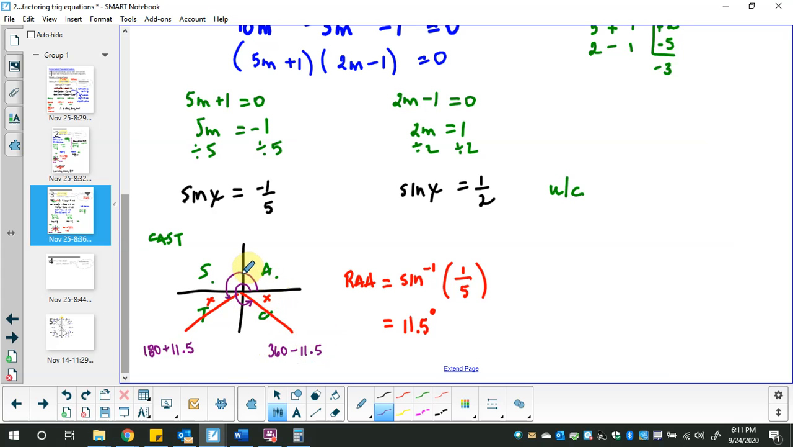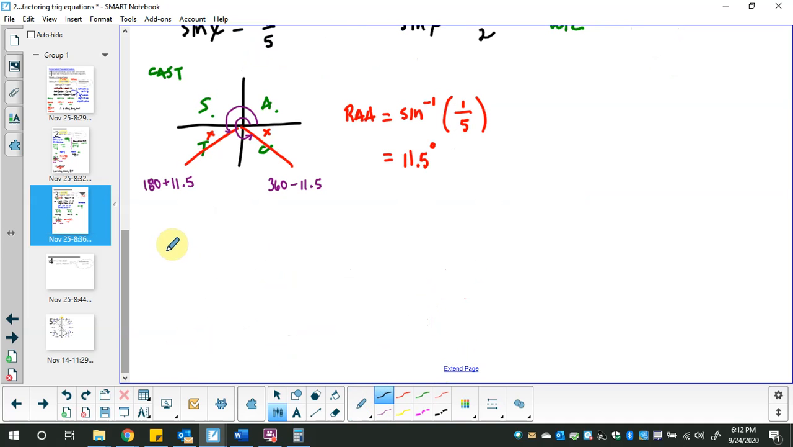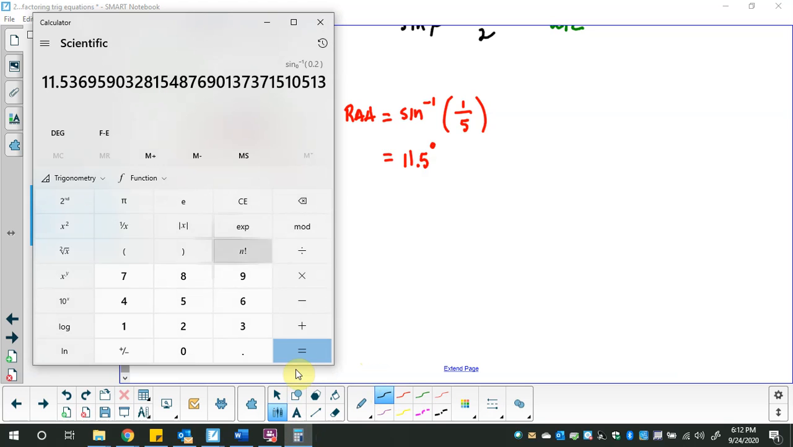So remember to look back to the previous note to find out what each quadrant is in relationship to its RAA. So my first level therefore statement is these x's once I calculate them. So 180 plus 11.5 is 191.5, and that's degrees. This one I'm not so good with in my head. So 360 minus 11.5 is 348.5 degrees.